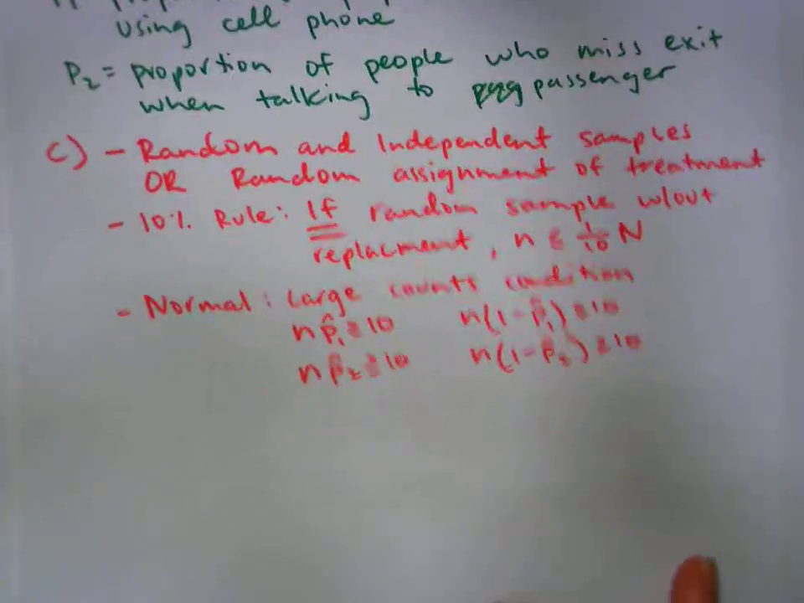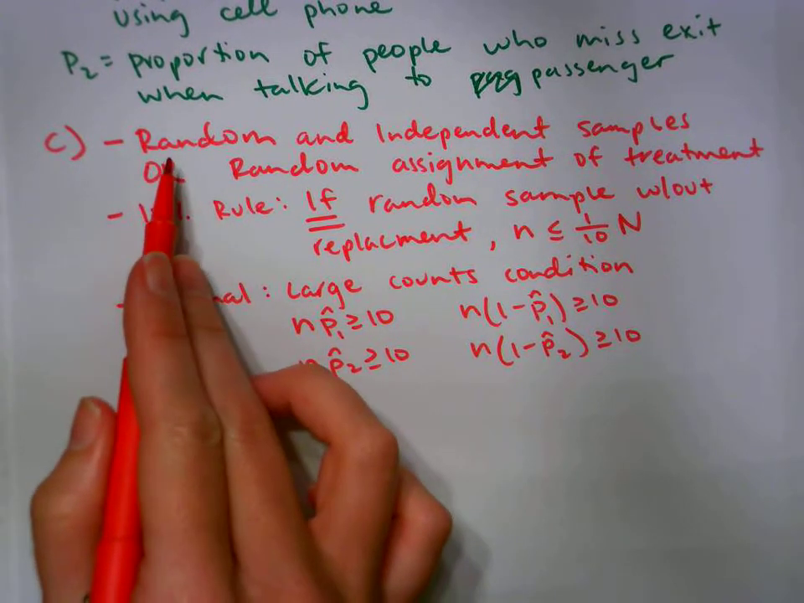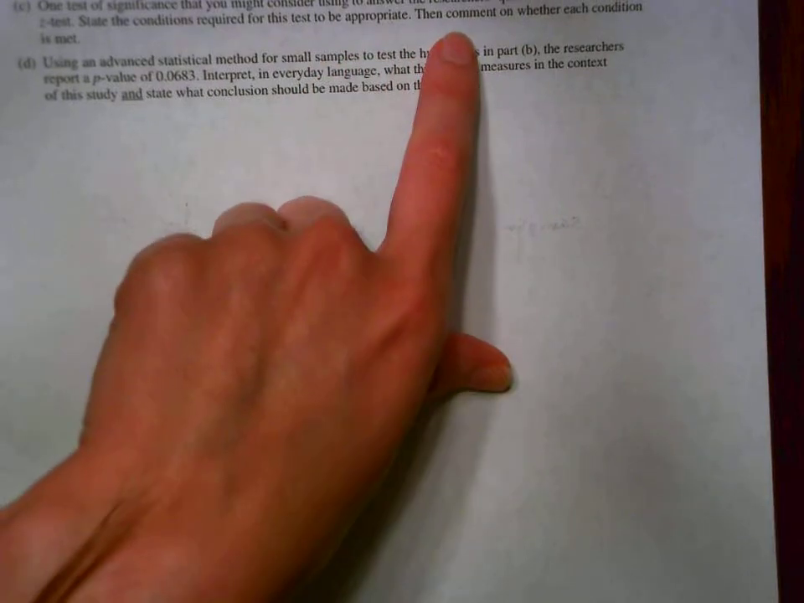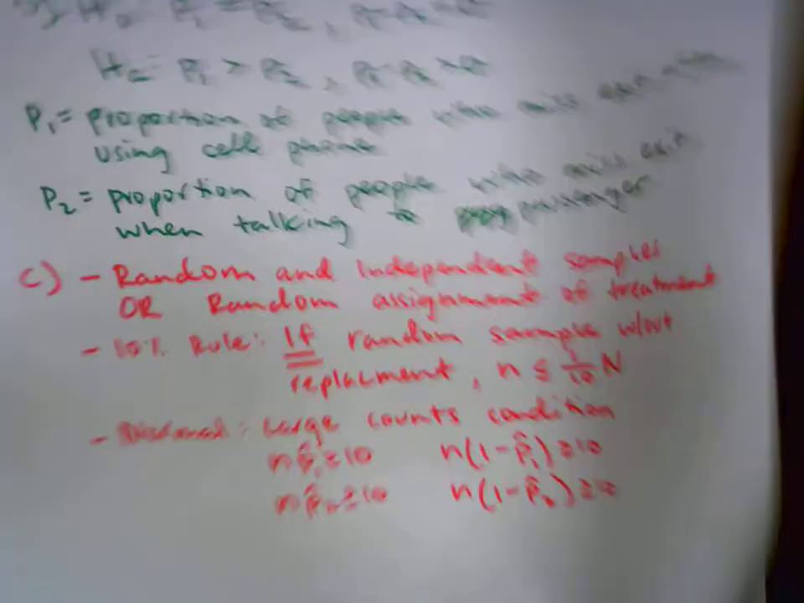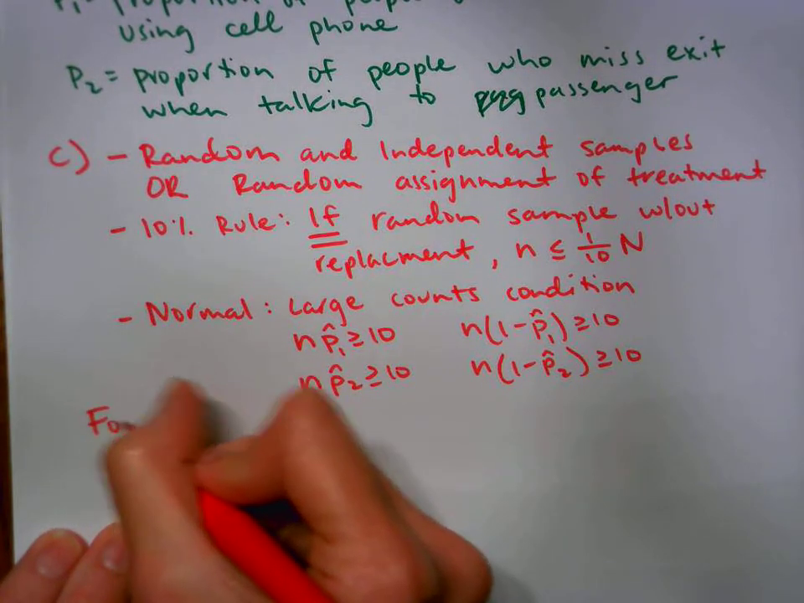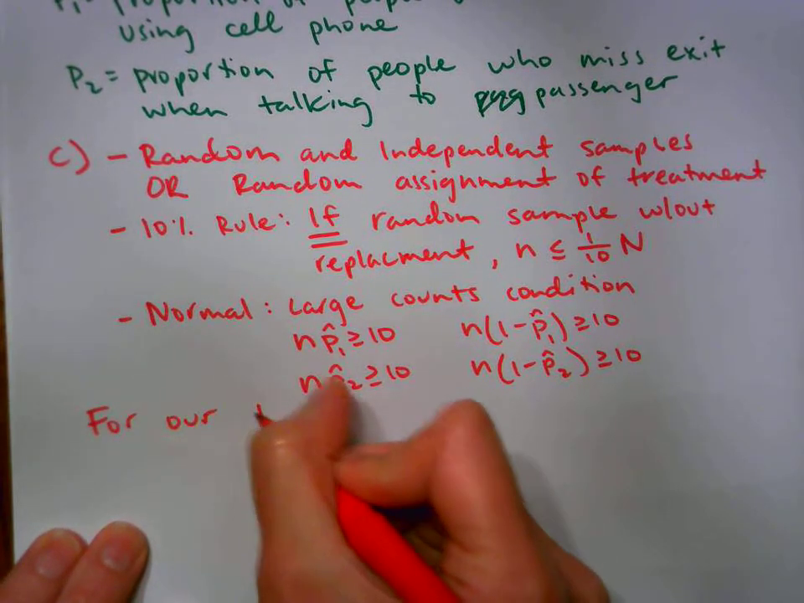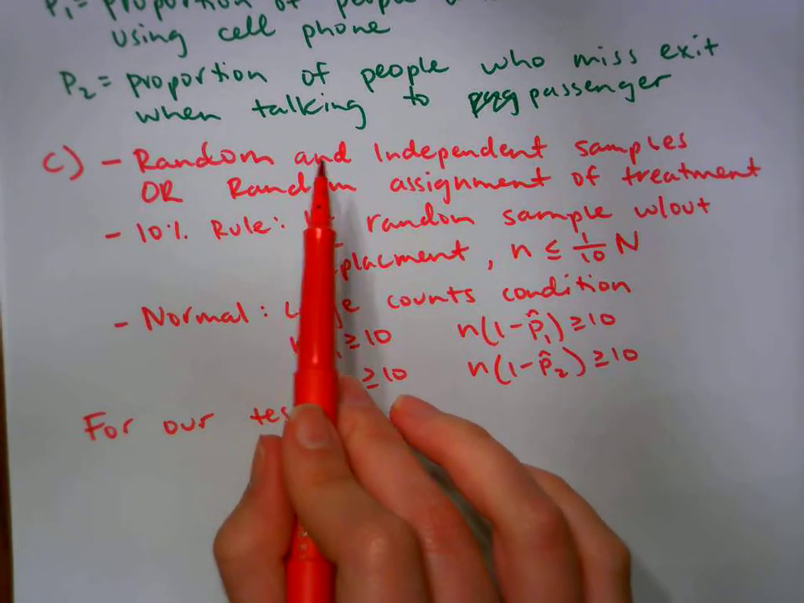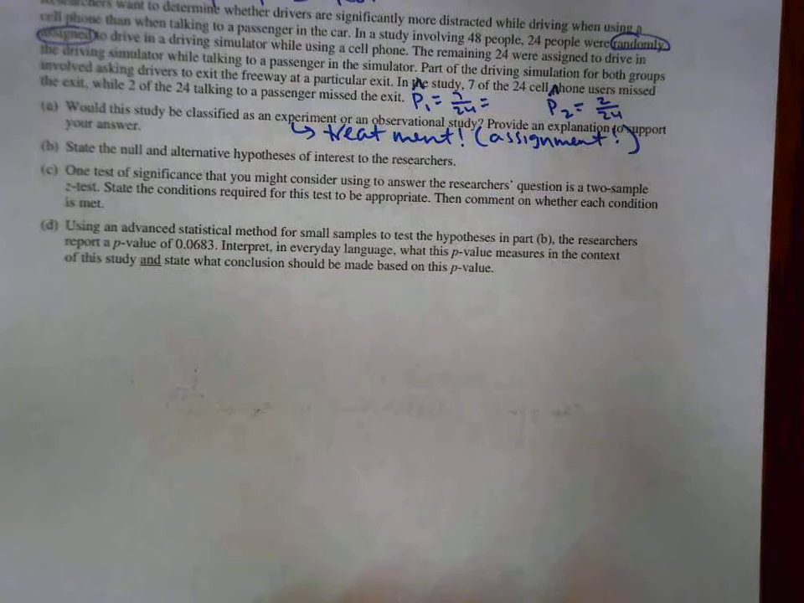Now we're going to see if they're met. So our first thing is, how did it word it? Then comment on whether each condition is met. So we'll say for our test, now we're talking about our specific test, was it random sample or random assignment? We already said there was randomly assigned treatment.